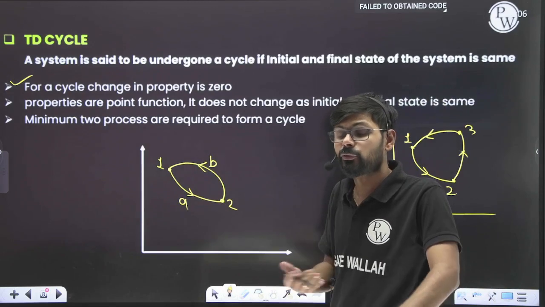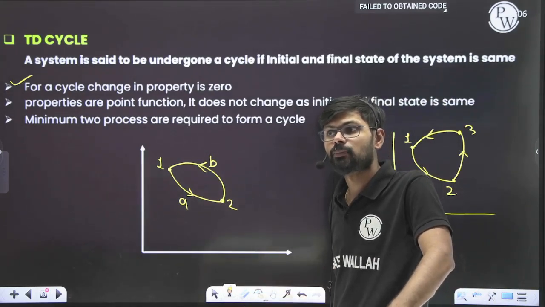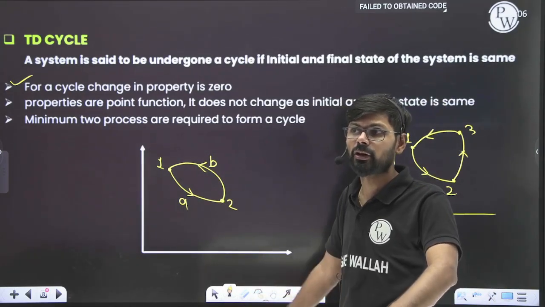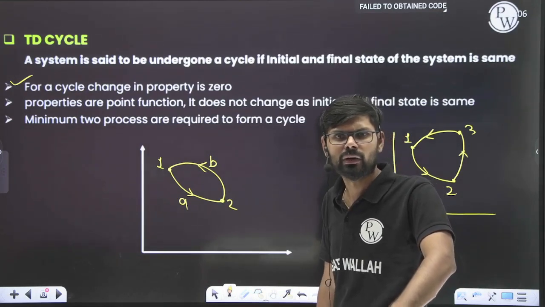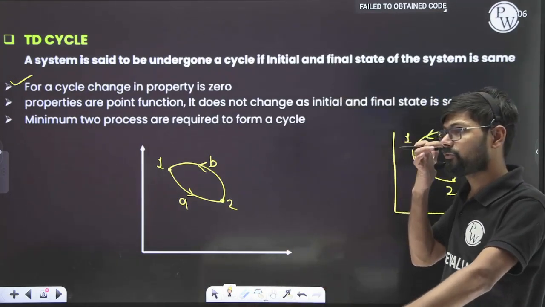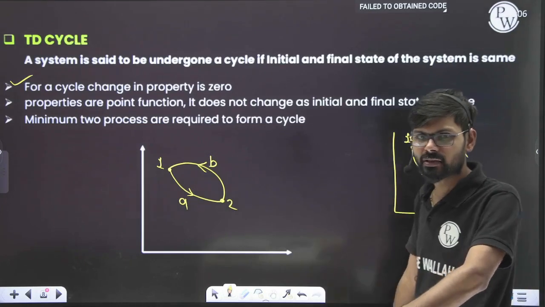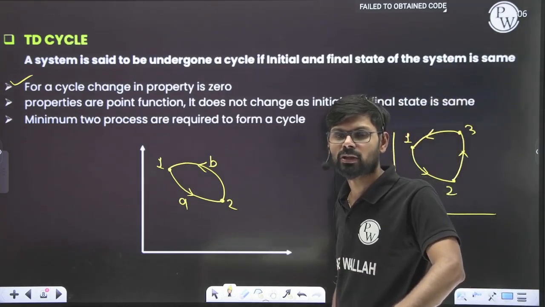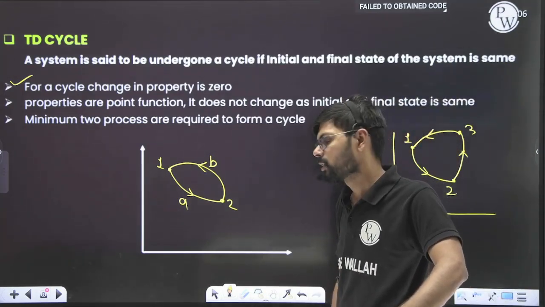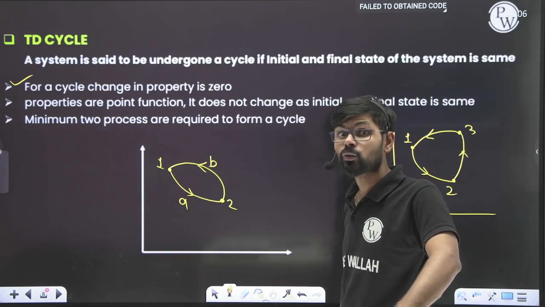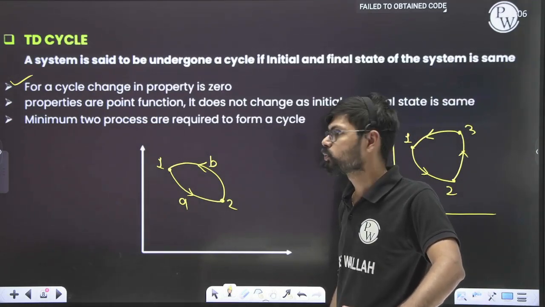Can you, sir, tell me any practical cycle where there are only 2 processes? No, I don't know. As far as I know, there is no such system which has only 2 processes and forms a thermodynamic cycle. No, there is not. Practically there is not. But here the question is not the practical one. Here the question is what?